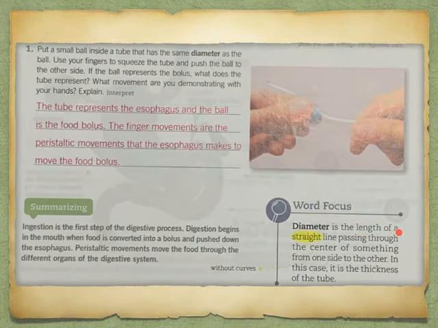And the diameter is the length of a straight line passing through the center of something from side to the other. In this case, it is the thickness of the tube. This would be the diameter. So if the ball has the same diameter or the same size as the tube, it can go from one side to the other.